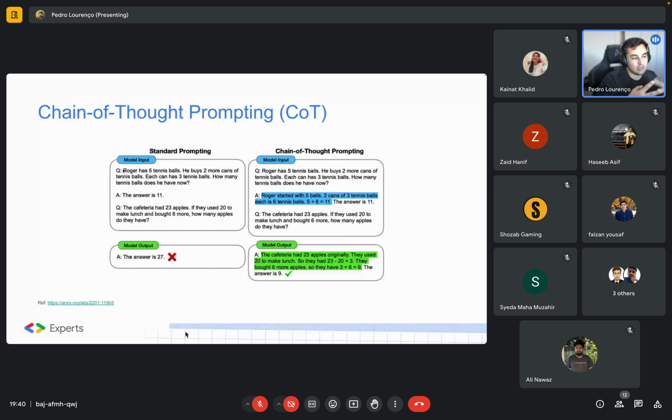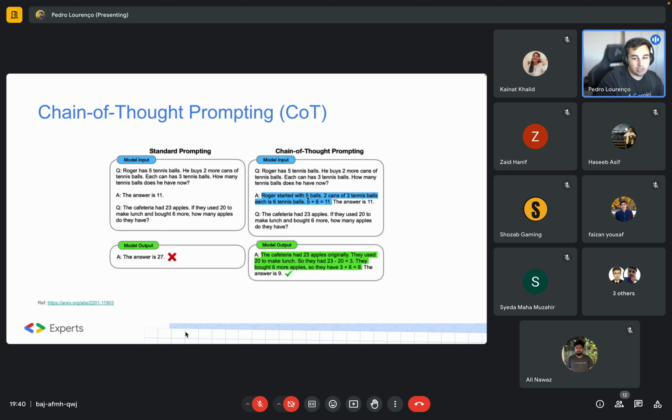So if you see here, the difference is now that on the demonstration we are not only showing the answer, but we are showing the reasoning behind the answer. So this was the example. Roger has 5 tennis balls. He buys 2 more cans of tennis balls. Each can has 3 tennis balls. How many tennis balls does he have now? And before we just said the answer is 11, and now we said Roger started with 5 balls. 2 cans of 3 tennis balls. Each is 6 tennis balls. 5 plus 6 is 11. So the answer is 11.